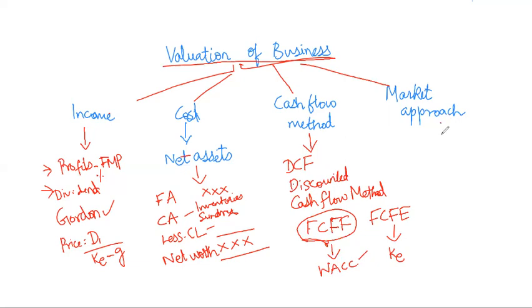And under the market approach, this method is used by all the investors, like in the share market. This is what is widely used by investors in order to invest in shares. Based on this market approach, the formula generally used is EPS into PE ratio. These are the four main methods.